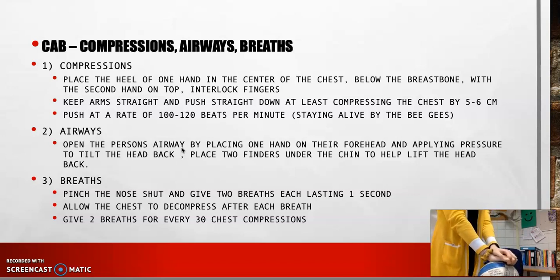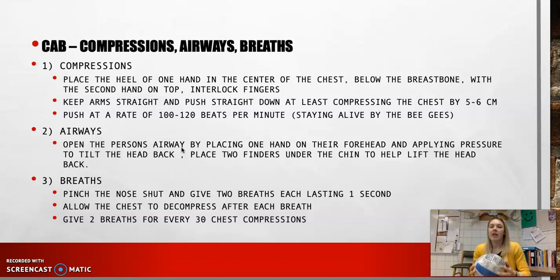Okay? So you want to make sure that you're compressing the chest by 5 to 6 centimeters. So arms straight, right on top of the body, pushing down 5 to 6 centimeters. Again, you want to make sure that you're pushing down actually quite far, because the idea is that you are causing the chest cavity to breathe. So you're compressing and then allowing the chest cavity to fill back up with air. So you have to be pushing quite hard to cause that chest to compress and then open up again.